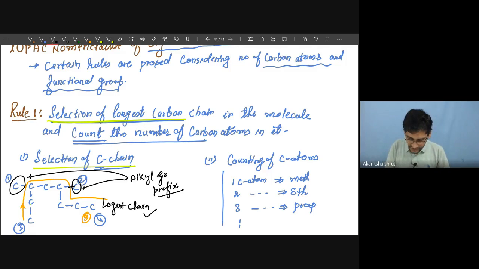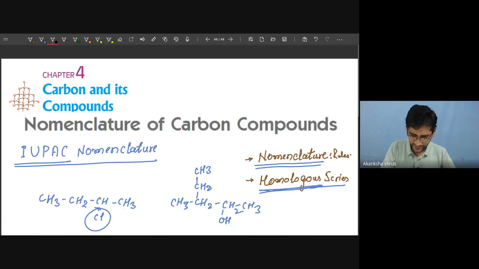Selection of the longest carbon chain means you have to start from any one terminal and go to any other terminal. You have to try for all, even though from the molecule itself it becomes visible. And we had also learned that just taking a turn is not a branching. So this path may be zigzag, but it should be continuous from one terminal to the other. That is the way. So let us take one example of this.